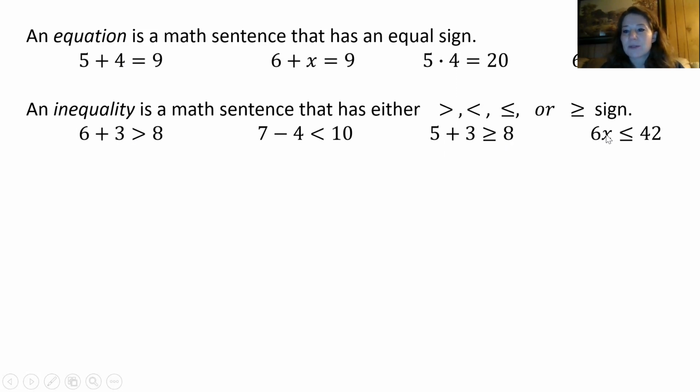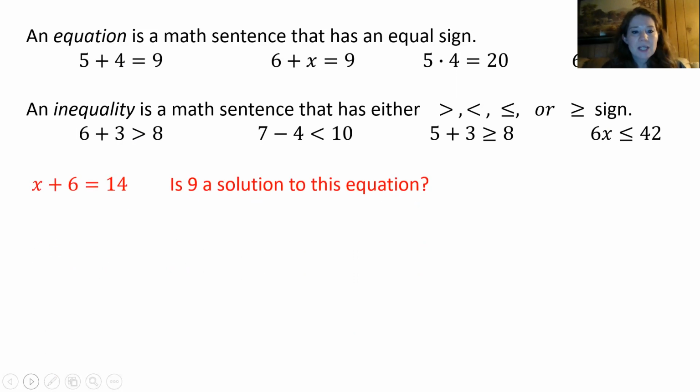And then 6 times an unknown number is less than or equal to 42. So our unknown number would be a 7, right? Because 6 times 7 is equal to 42. Or if x was less than 7, that would also be a true statement. So the first question is, is 9 a solution to this equation? Well, if I substituted 9 for x and I wrote 9 plus 6 is equal to 14, is that a true statement? No, it is not a true statement. So the answer to this question is no, 9 is not a solution to this equation.